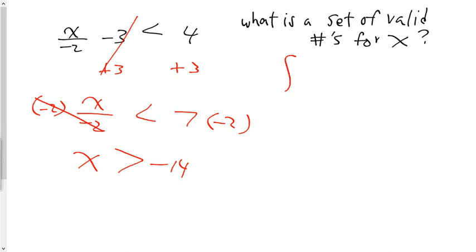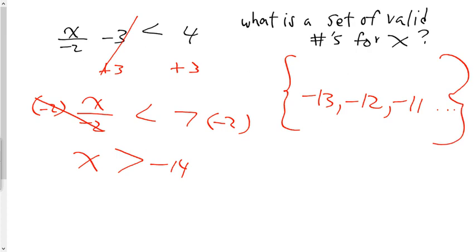Our set will use this bracket, that fancy looking bracket there, and any number greater than negative 14. So what's the first integer I'm likely going to write? Negative 13, negative 12, negative 11. And that is your set of valid numbers to infinity that would be inserted into here to make sure it's true. Now let's just double check.